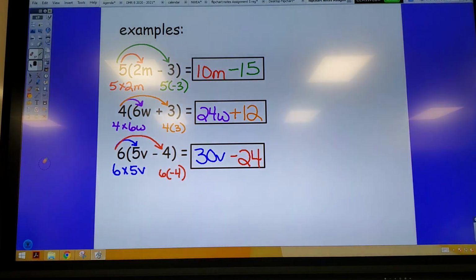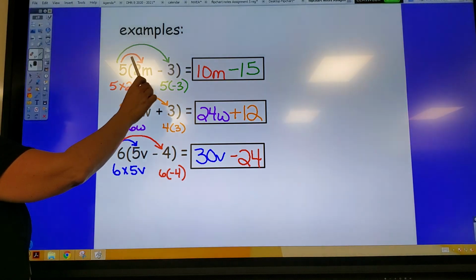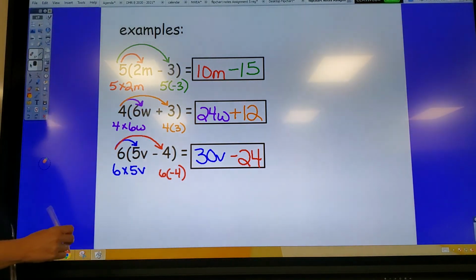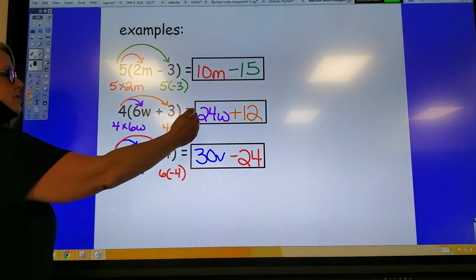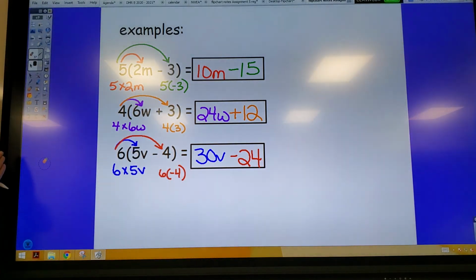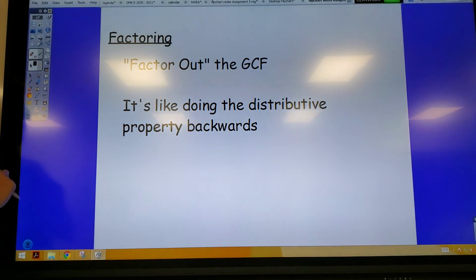Kimber: On the second one, for the positive, do you want us to put the plus in front of the 12 on the Google Doc thing? Well, this would be like your answers, 24w plus 12. So yes. Because if not, it would just be 24w 12. And you definitely need something separating the w and your 12. Good question.